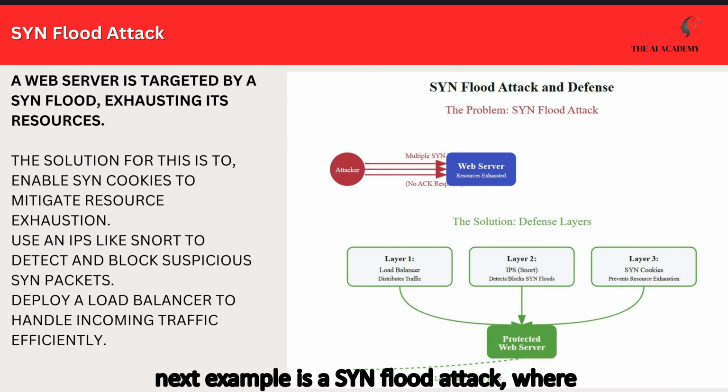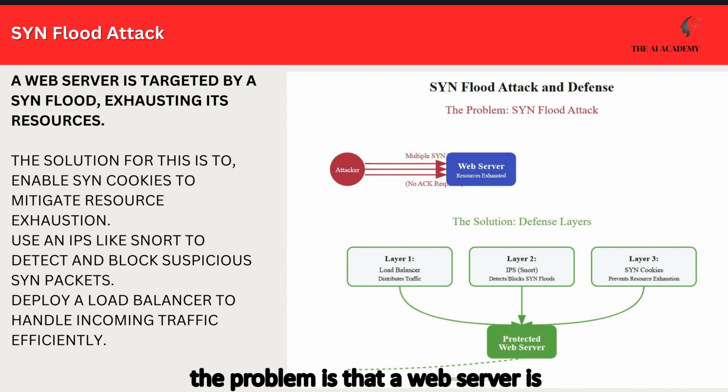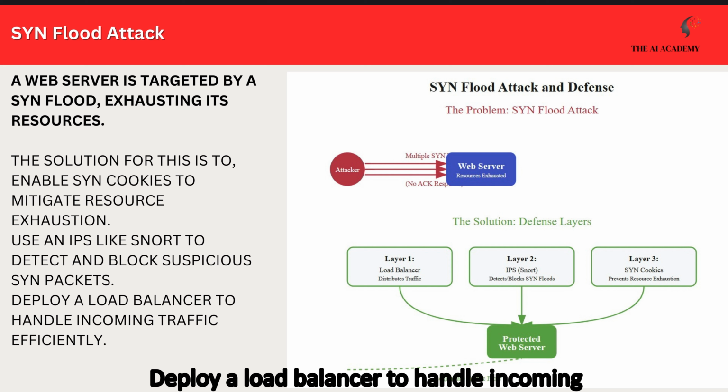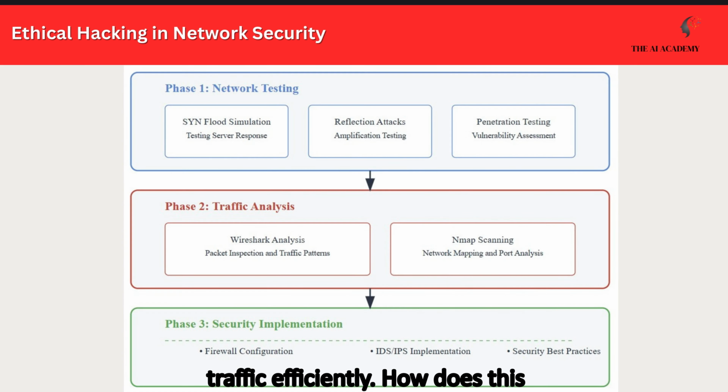The next example is a SYN flood attack, where the problem is that a web server is targeted by a SYN flood, exhausting its resources. The solution for this is to enable SYN cookies to mitigate resource exhaustion. Use an IPS like Snort to detect and block suspicious SYN packets. Deploy a load balancer to handle incoming traffic efficiently.